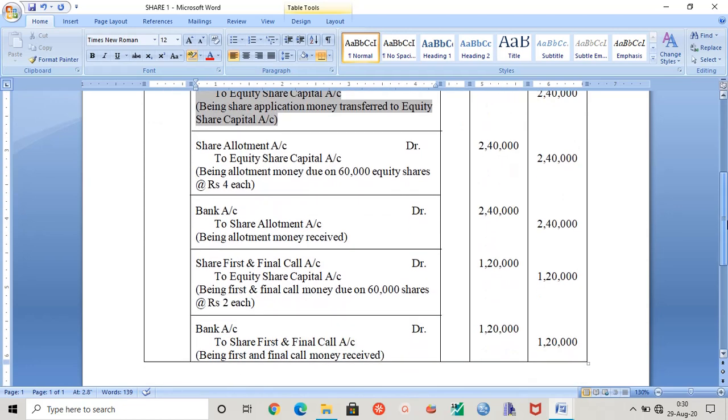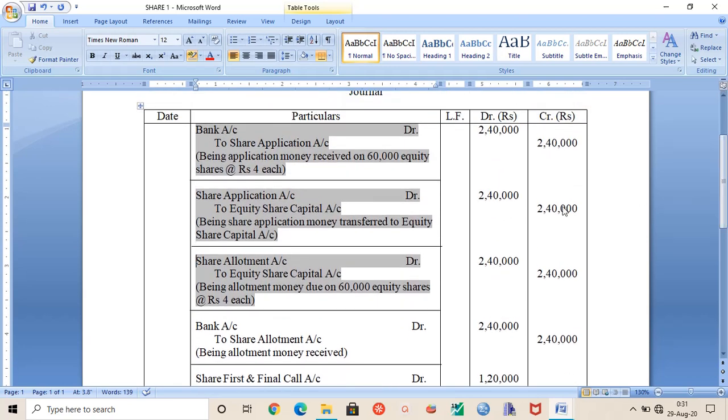The third entry will be share allotment account debit to equity share capital account. On allotment, rupees 4 is to be paid, so on 60,000 shares into rupees 4, it will be 2,40,000. When we receive the money, the entry will be bank account debit to share allotment account, just like the application money that we received earlier. So we have passed 4 entries.